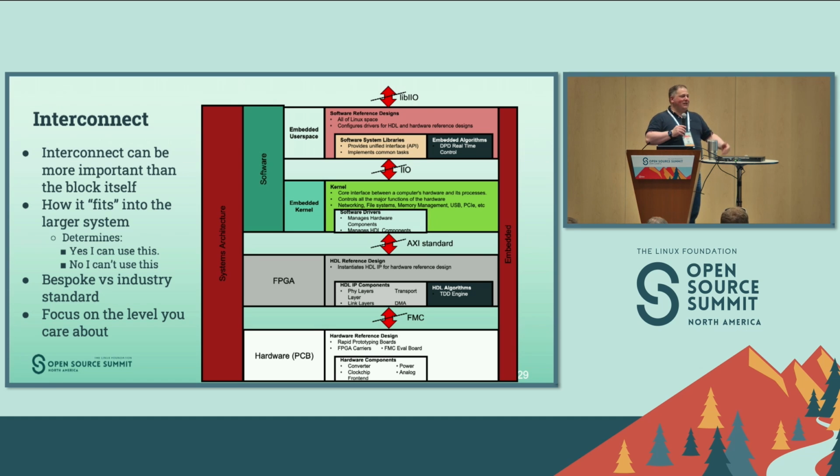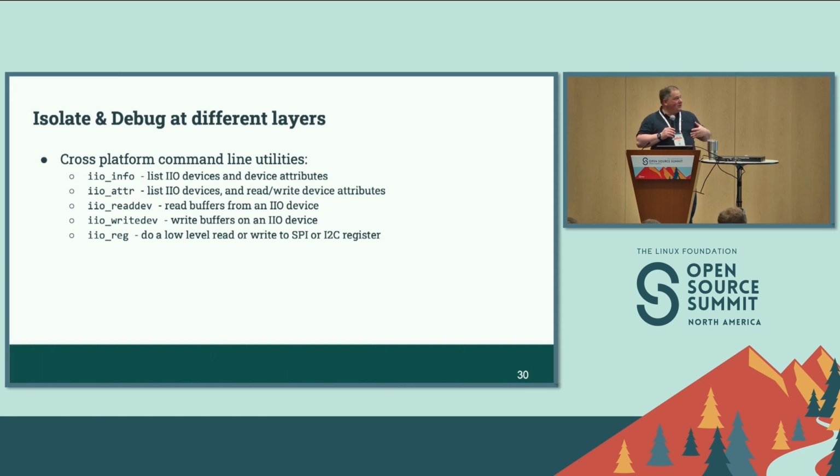And that's never a great debug strategy. It's like, well, how are you going to break it down? And everybody's been there. That's the problem with the embedded environment. So one of the things we did is, you want to be able to isolate and debug these things at different layers, which is why in LibIIO we also provide command line tools, just like aplay, arecord on the ALSA side. So these are command line tools, iio_info, iio_attr, iio_readdev, iio_writedev, iio_reg, to let you do low-level read and write to SPI or I2C addresses.